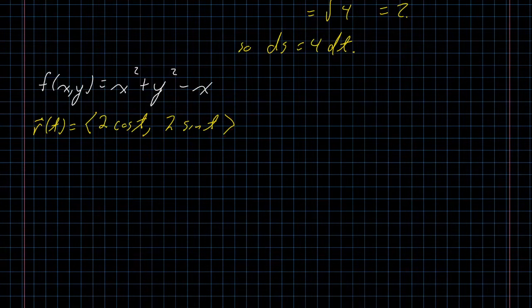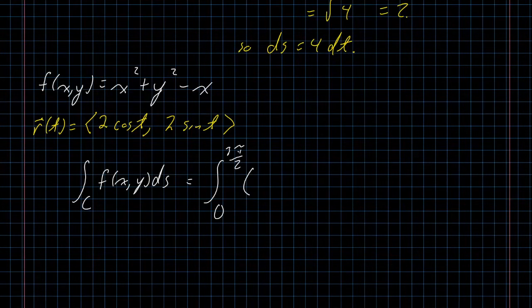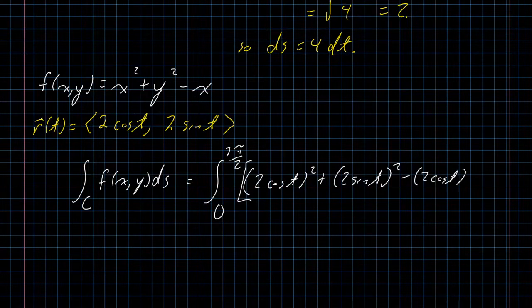So we have everything we need to set up the integral over our curve of f of x and y ds. It is actually the integral from 0 to 3 pi over 2 of, well, x is 2 cosine t squared plus y, which is 2 sine t squared, minus x, which is still 2 cosine t, times ds, which is 4 dt.